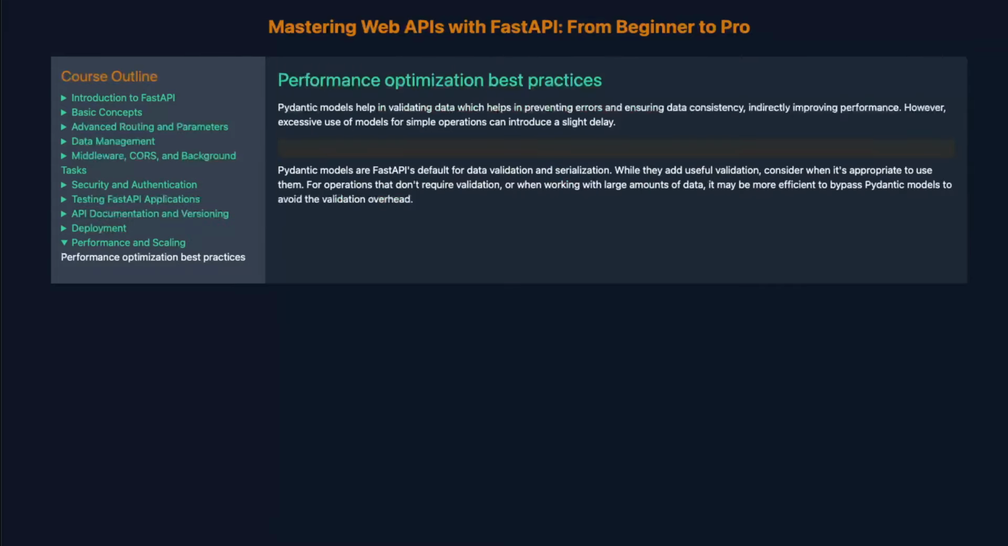Performance optimization best practices. Pydantic models help in validating data, which helps in preventing errors and ensuring data consistency, indirectly improving performance. However, excessive use of models for simple operations can introduce a slight delay. Pydantic models are FastAPI's default for data validation and serialization. While they add useful validation, consider when it's appropriate to use them. For operations that don't require validation, or when working with large amounts of data, it may be more efficient to bypass Pydantic models to avoid the validation overhead.